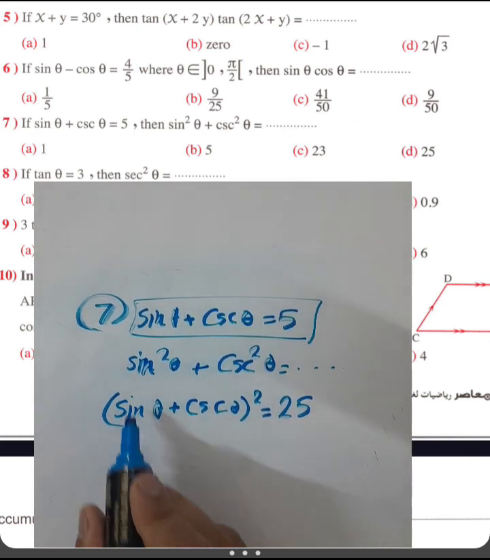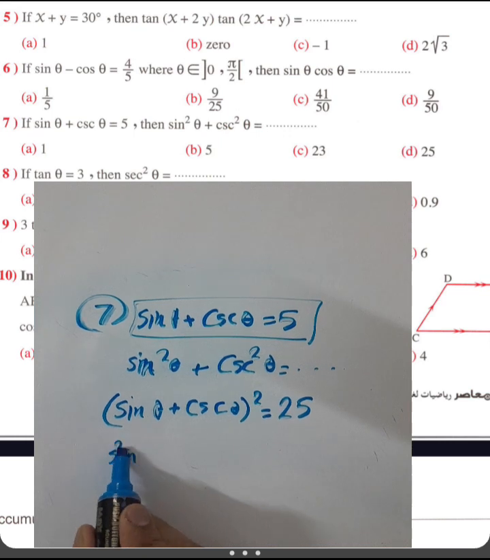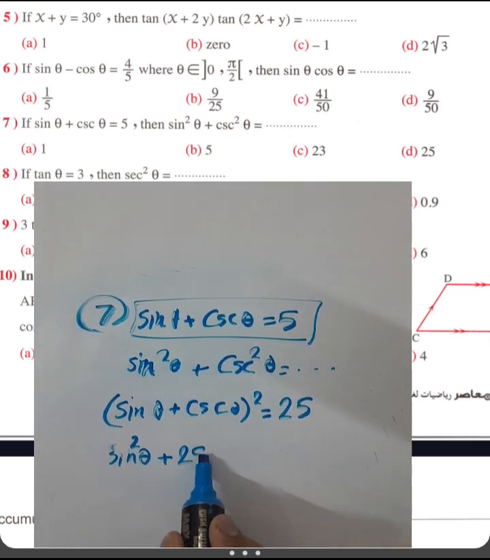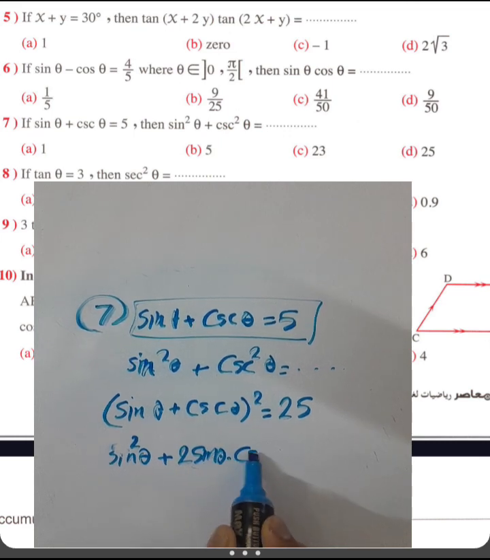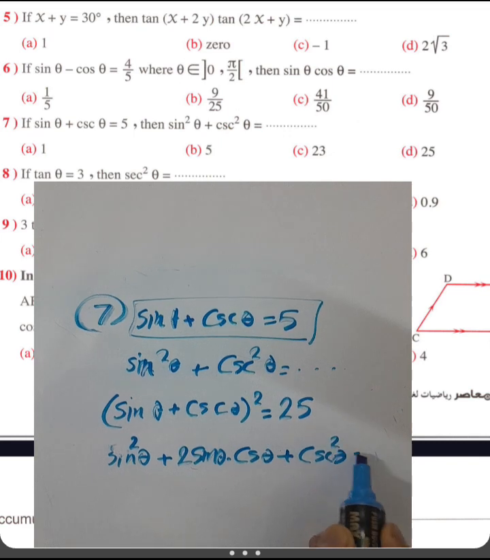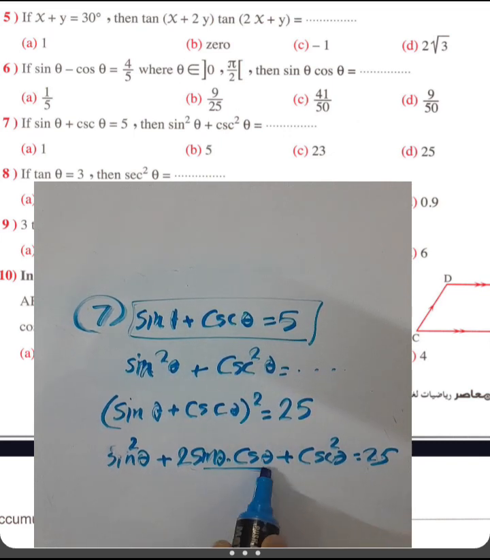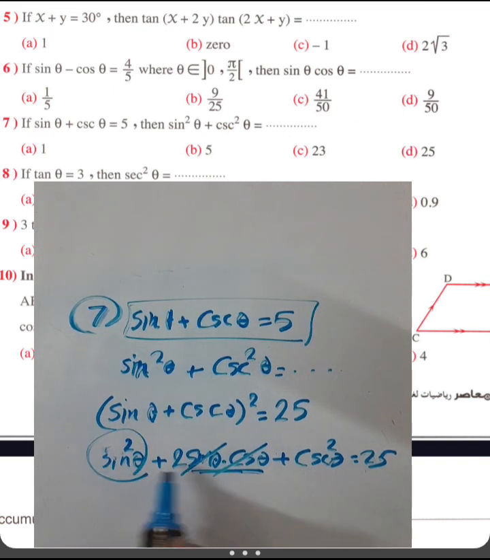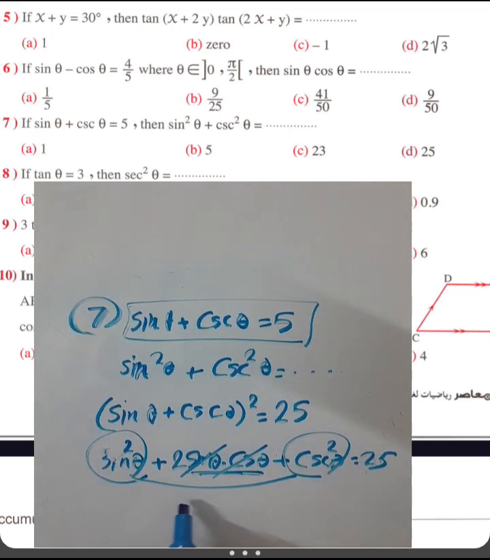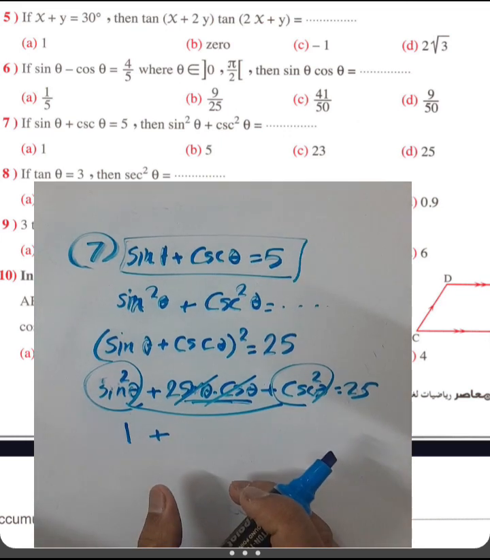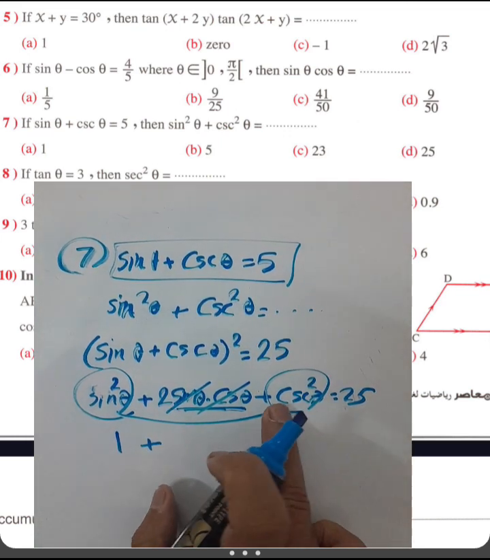And then write first power 2, it will be sine power 2 theta plus 2 sine theta product by cosec theta plus cosec theta power 2 equal 25. And we know the product between sine and cosec, it will be 1.